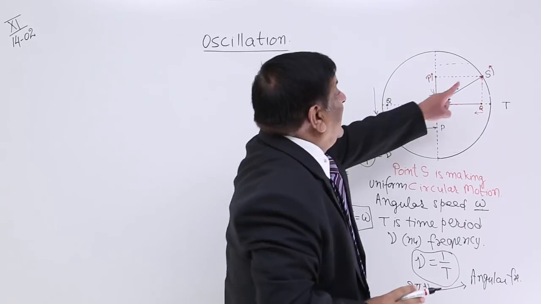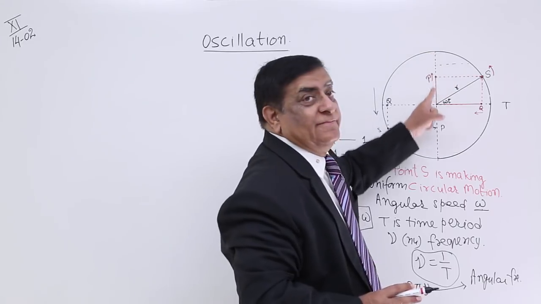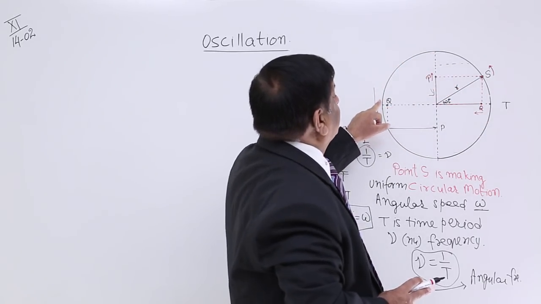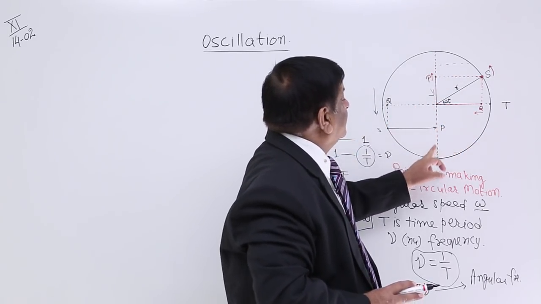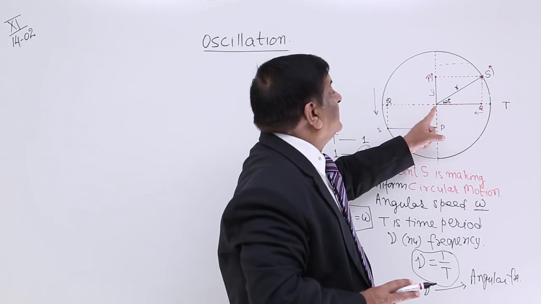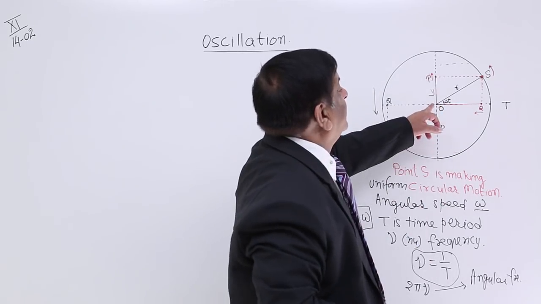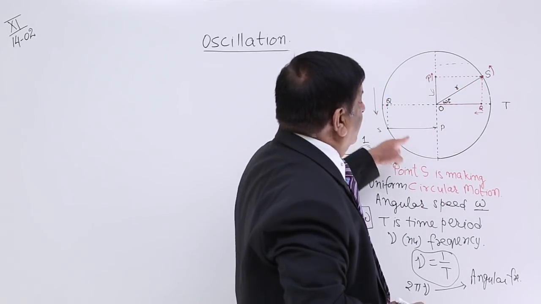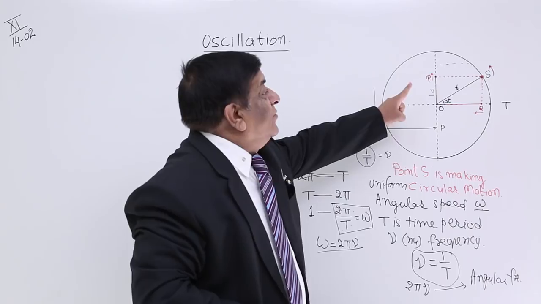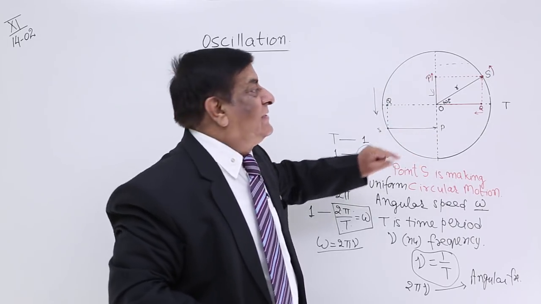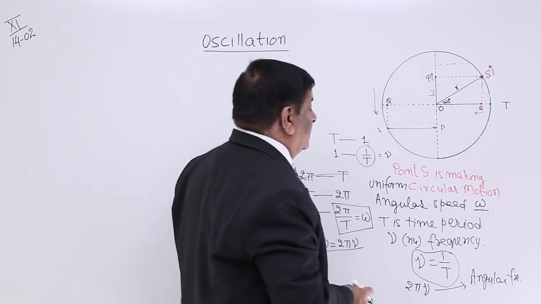That means when S is making a circular motion, P is making oscillatory motion here. See, it goes like this. By that time, P goes up, comes back. When it goes like this, P comes down and goes here. So P is oscillating about this mean position, which is O. So when S is making a circular motion, P is making oscillatory motion. The motion of P is oscillatory motion and we can find out its equation. How can we find out its equation?